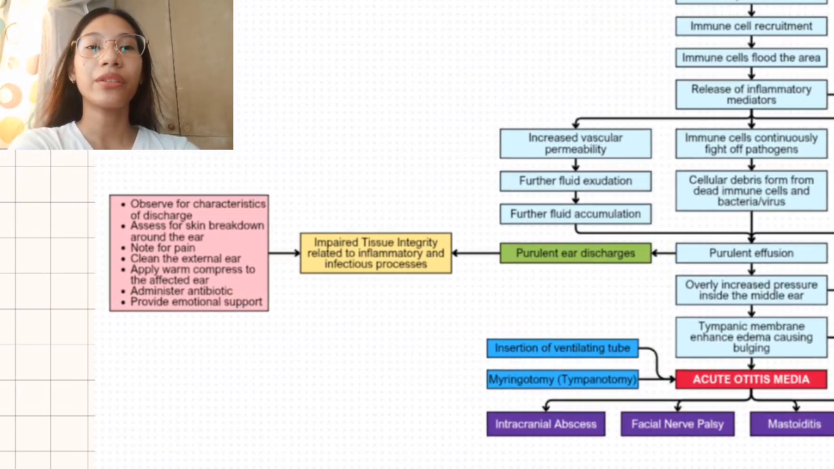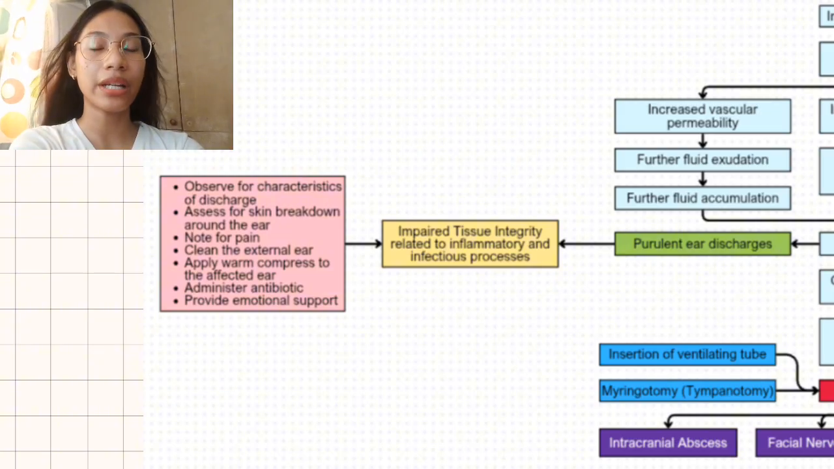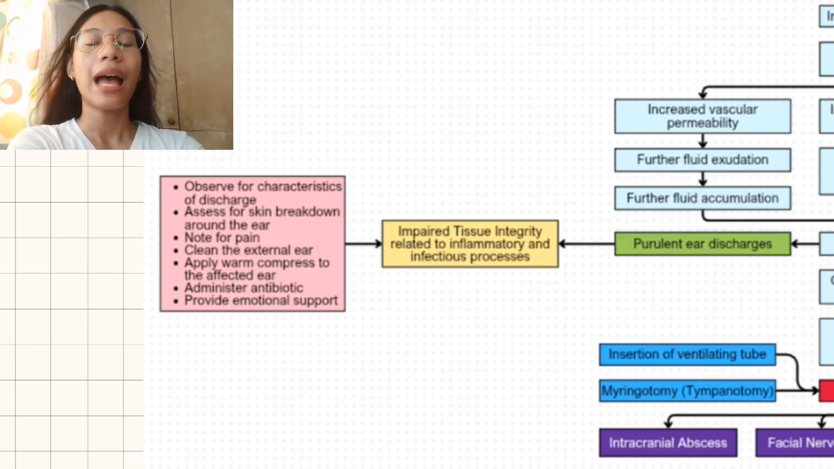On the left part of our pathophysiology, for the purulent ear discharge, the nursing diagnosis will be impaired tissue integrity related to inflammatory and infectious processes. For the management, observe the characteristics of the discharge, assess for skin breakdown around the ear, note for pain, and clean the external ear. Apply a warm compress to the affected ear, administer antibiotics as prescribed, and provide emotional support to our patient.